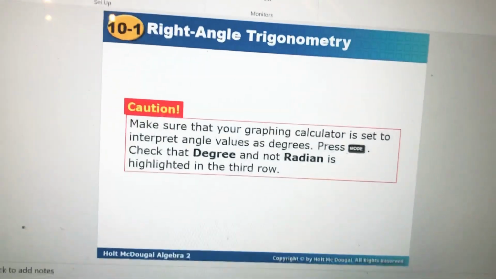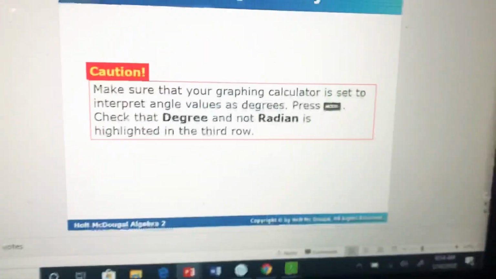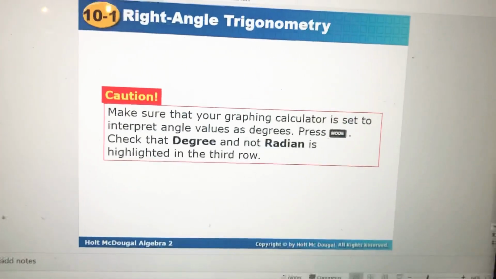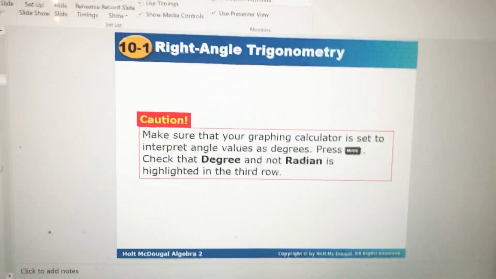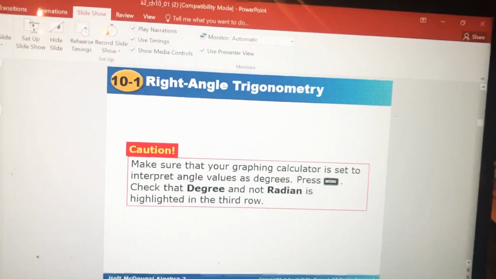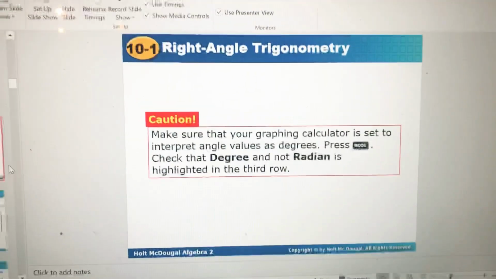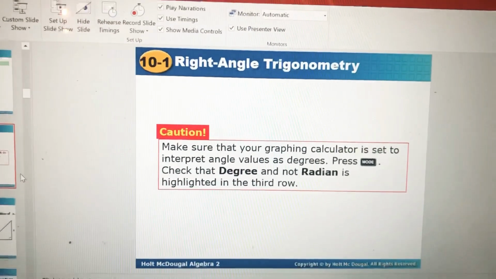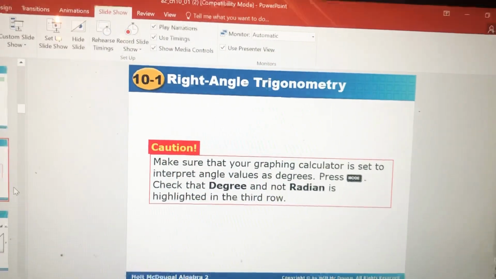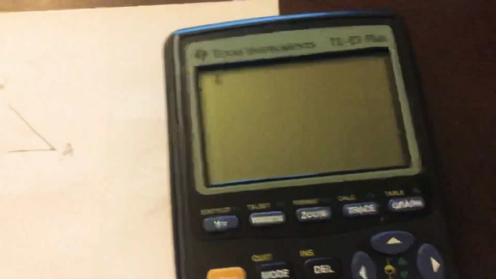Hey guys, so I'm going to make a video today about how to find missing legs of triangles using trigonometry. We are going to be using the calculator for this, so before I forget to tell you, you have to make sure your calculator is set to degrees. There's two ways to measure angles, degrees and radians. Right now we are just working on degrees.